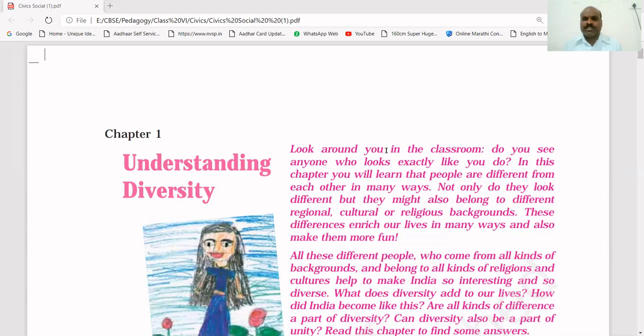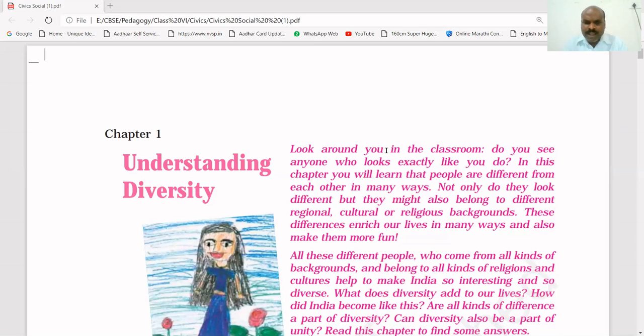So look around. Look at a classroom. Do you see that all students look exactly like you do? No. People are different. Students are different in many ways. Not only in their looks, but they also belong to different backgrounds: cultural, religious, the language that they speak, everything is different. This is something that enriches, and we should be excited to know more. In many ways, it is so interesting. That also gives more fun to understanding our diversity.